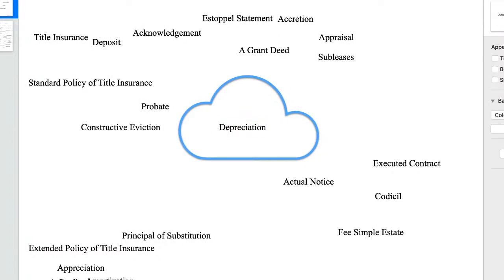Okay, moving right along. What are the 3 forms of depreciation? What are the 3 forms of depreciation we learned when we started this?